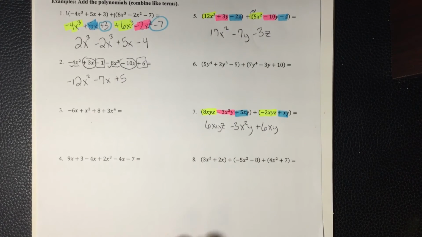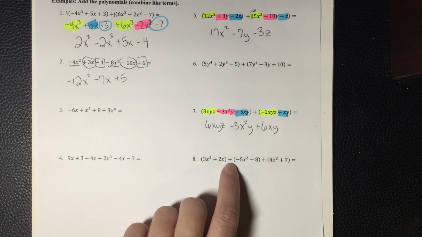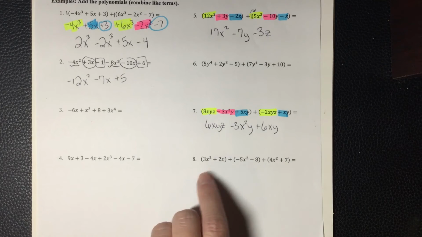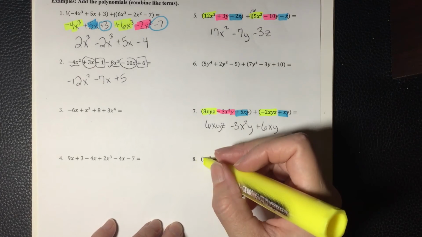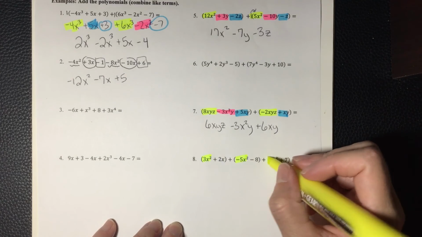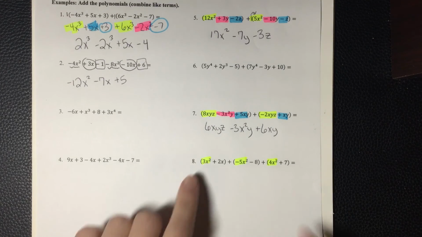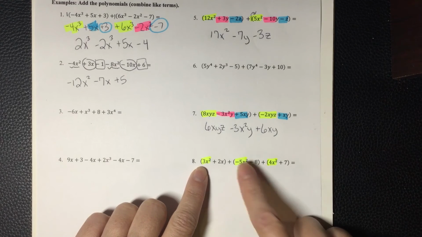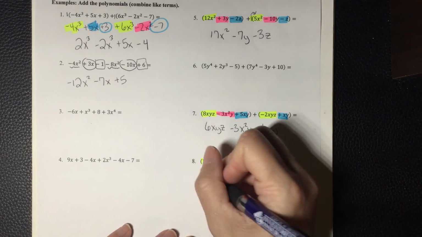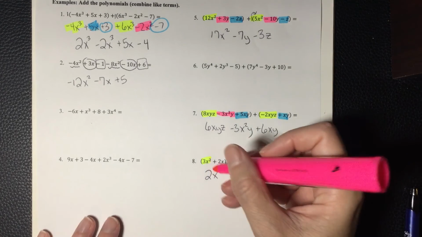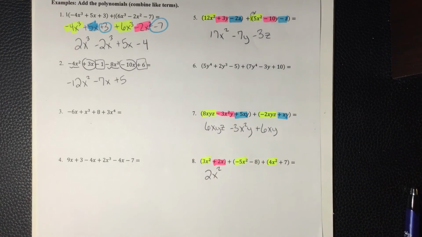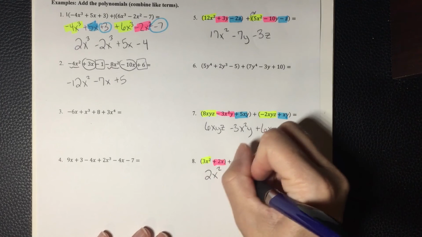All right, let's try number 8. This time we're adding 3 polynomials together. Once again, when we see these plus signs, the parentheses are not necessary, so we can ignore them. So I'm going to start by collecting x squareds. So I've got 3 plus 4 is 7. 7 minus 5 is 2. So 2x squared. Then I move on to my x term. I see a plus 2x, but I don't see any more x's anywhere, so that one's just going to come down and be plus 2x.